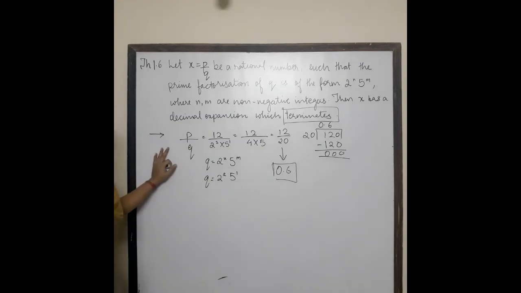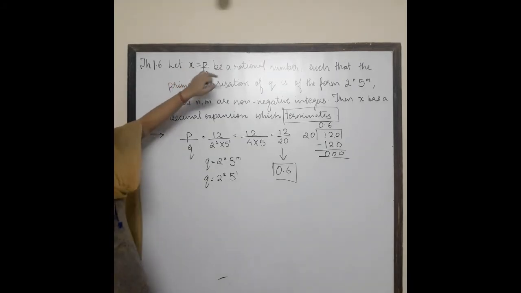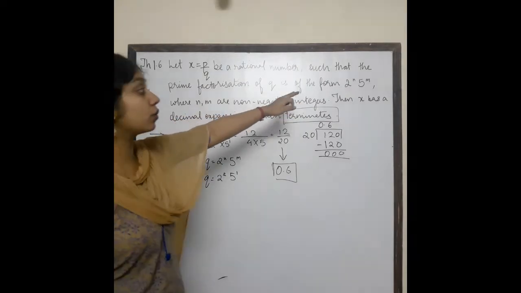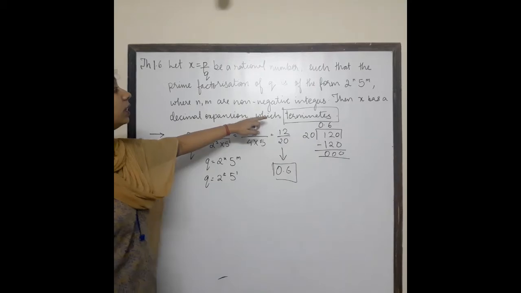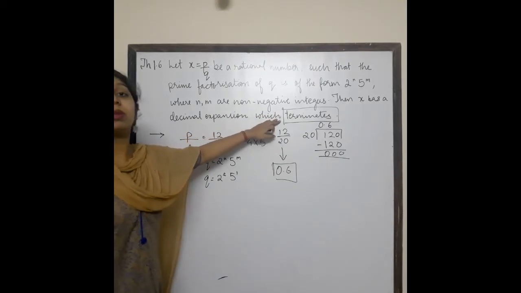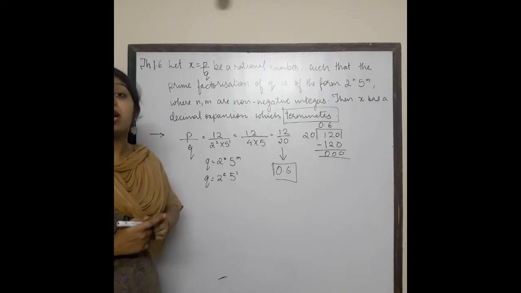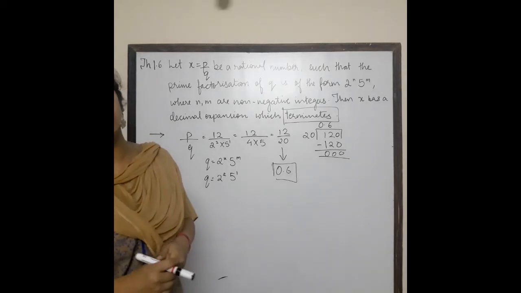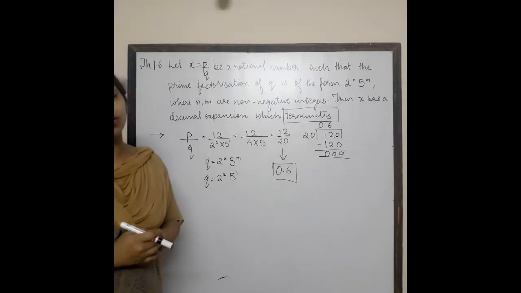This is just the opposite of theorem 1.5. Over here it is already given that q is in the form of 2 to the power n into 5 to the power m, and if this is already given, then that means the decimal expansion will be terminating. I hope this is clear with this example. Let us move on to the next theorem, which says that the decimal expansion is non-terminating repeating.